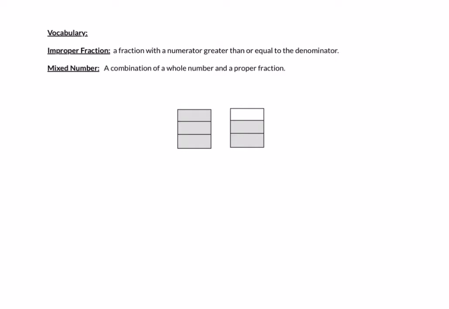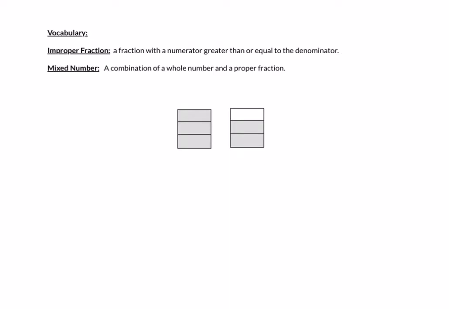Now let's go ahead and introduce mixed number. A mixed number is a combination of a whole number and a proper fraction. These are two things that we're going to interchange, and there are going to be times that we want our numbers as mixed numbers and times that we want them as improper fractions. But they represent the same amount. So let's go ahead and look at just a very basic example and see what we can do here.